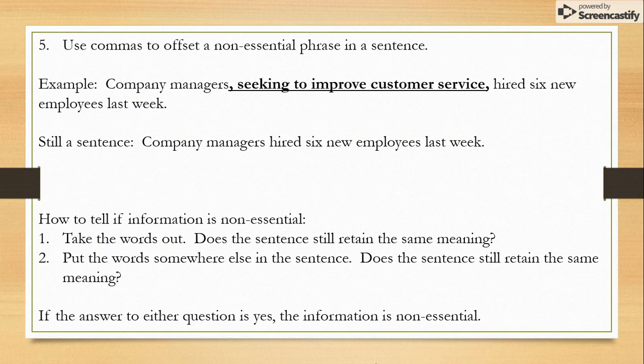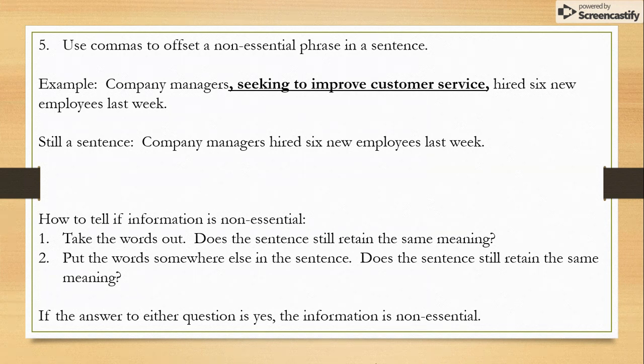The fifth and final rule that we want to talk about here is how to use commas to offset non-essential information. You can see here that I have a sentence and I have underlined some non-essential information. I can take this information out of my sentence and I still have a sentence that has meaning. And anytime you can do that, we want to put commas on both sides of that non-essential information. That's just the correct way to punctuate those sentences.